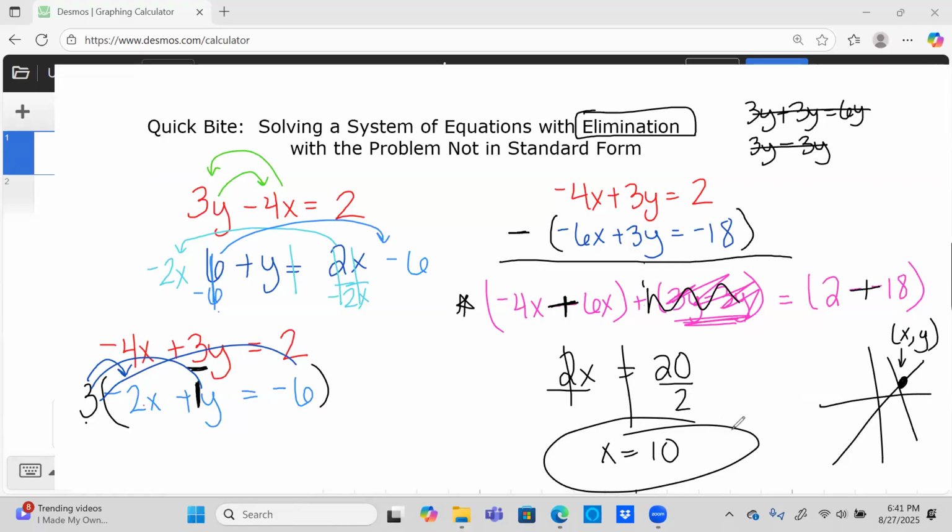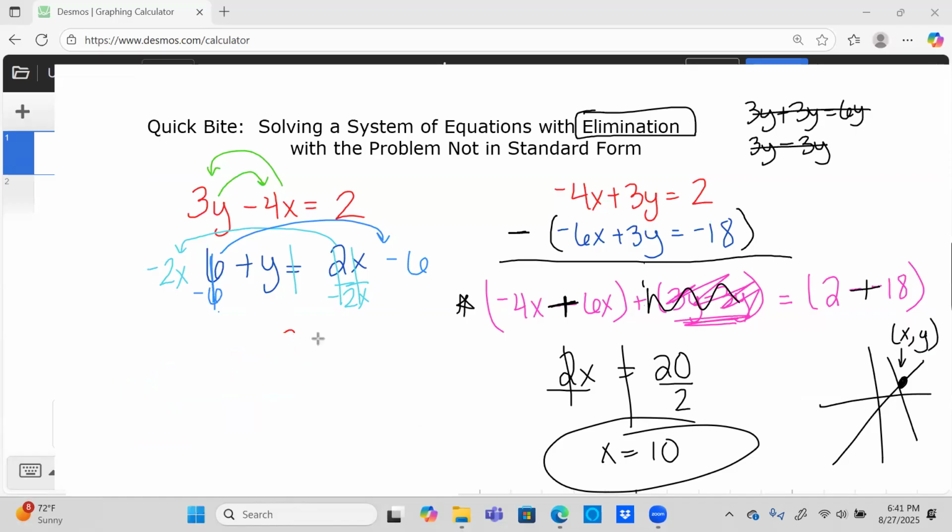To get the y answer now, just plug this 10 back into either original. So I'm going to go back to that very original, either the red one or the blue one. Now the blue one's up. It looks easier to me. So I'm going to do this very original blue one before the stuff moved. I'll write it out again. I'm going to do this one.